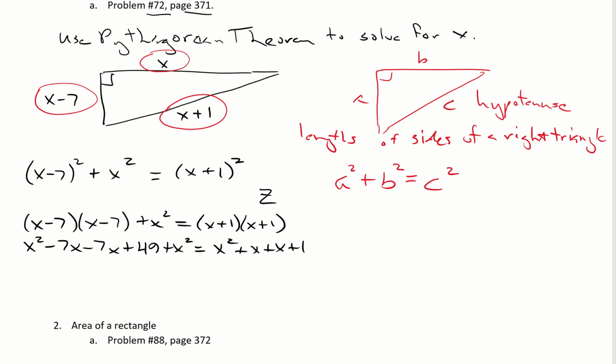All right, so let's see what we have. We have x squared minus 14x. Oh, you know what? These two can be put together to call it 2x squared. So we got that, that, that, and the only thing we didn't do is plus 49. On the other side, x squared, x plus x is 2x, and plus 1. Do we have 0 on one side yet? No, we do not. How do we do that? We subtract all these terms to the other side.